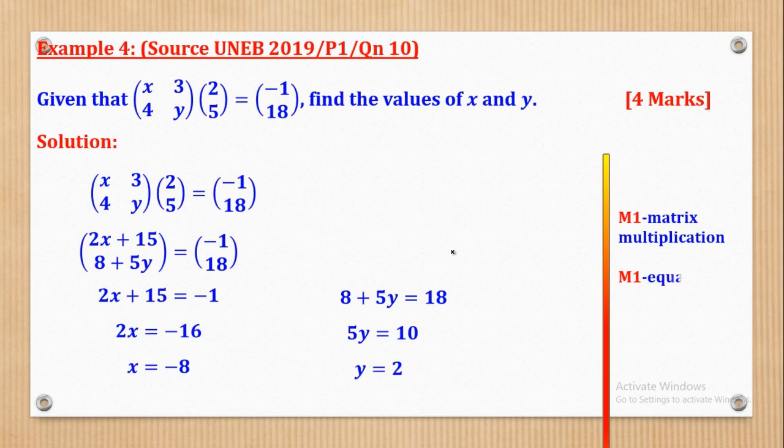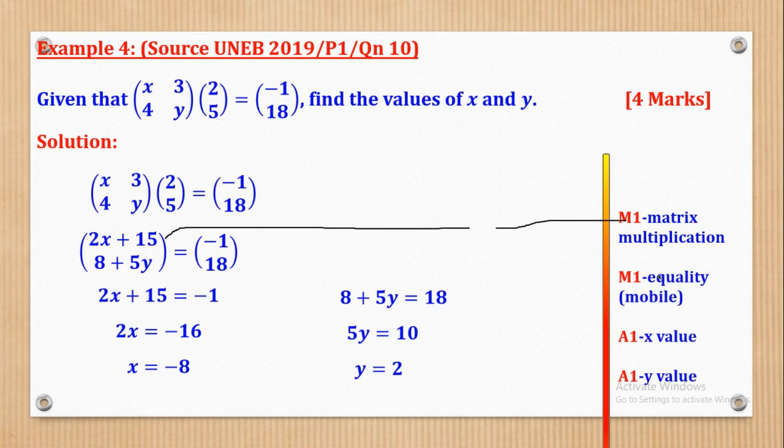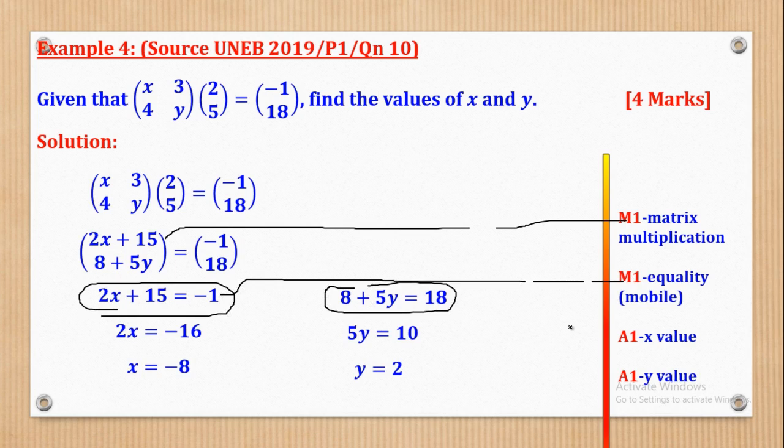Now let's see how marks can be awarded. M1 was for matrix multiplication to come up with that part. Then this M1 is for equality, and it is mobile, meaning this mark can go at this step or at this step. Then A1 was for getting the value of x, and this A1 for getting the value of y. So basically, that's how the marks could be awarded.